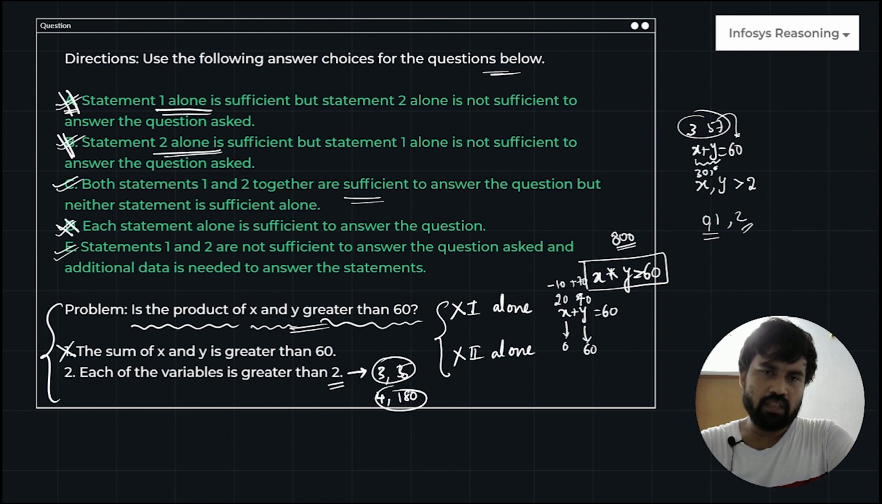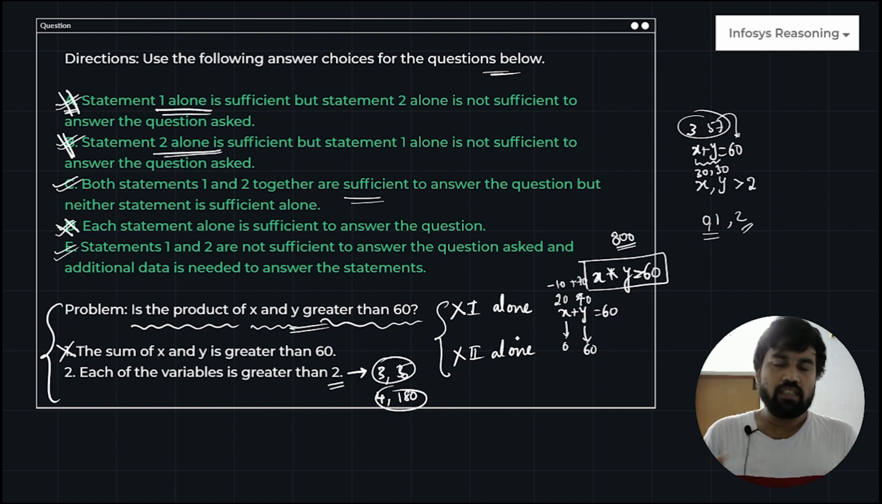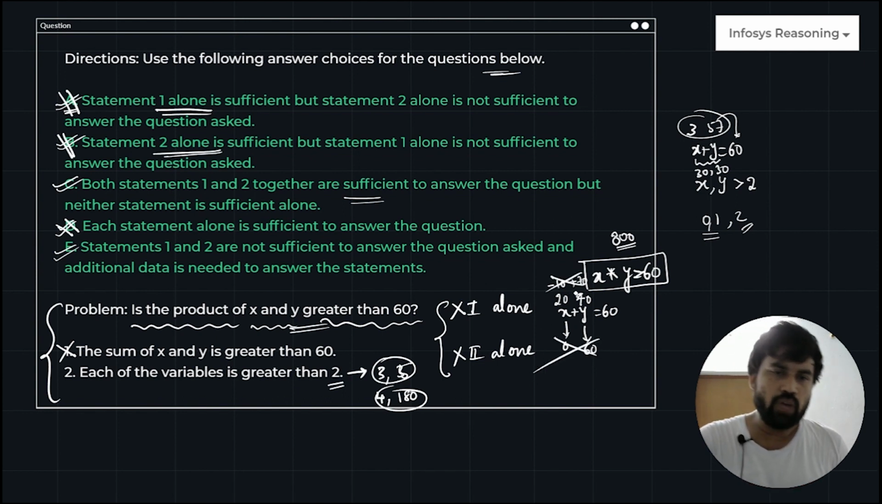30, 30 is 900. So again, you are getting more than 60. So whenever you join statement one and statement two together, your conditions got eliminated. Like you can eliminate negative values, you can eliminate zero values, so that you have to choose at least the positive values from three.